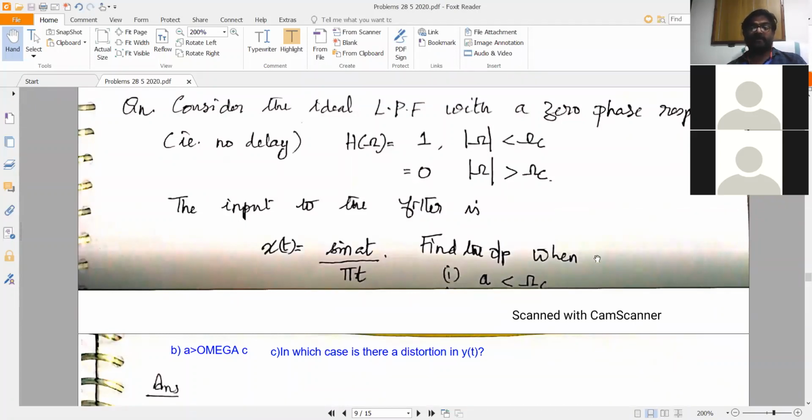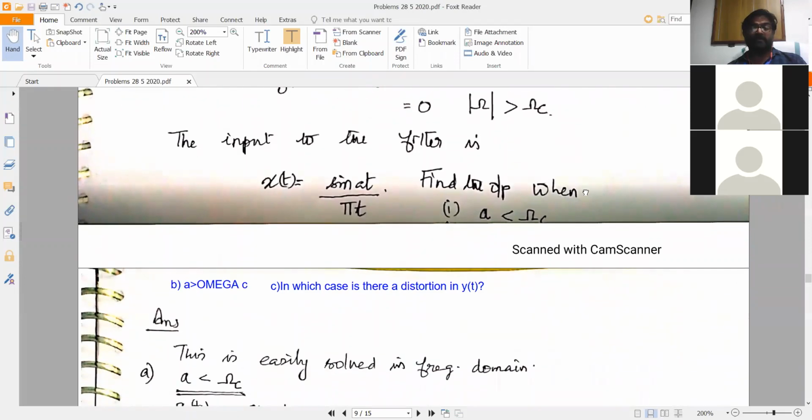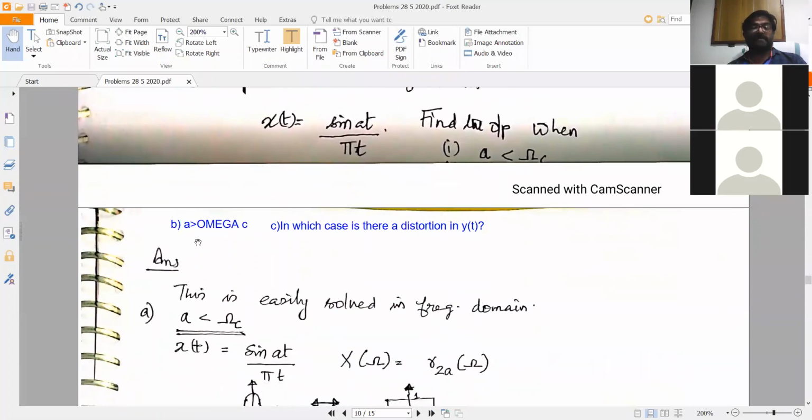Now find the output when a is less than omega c. That is case A. Case B is find the output when a is greater than omega c.